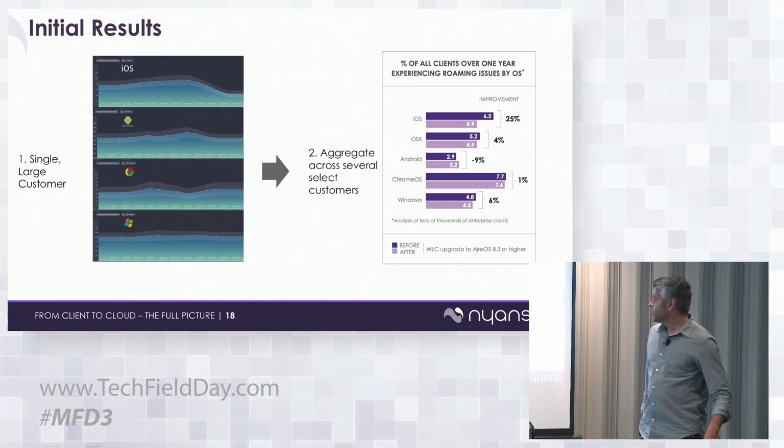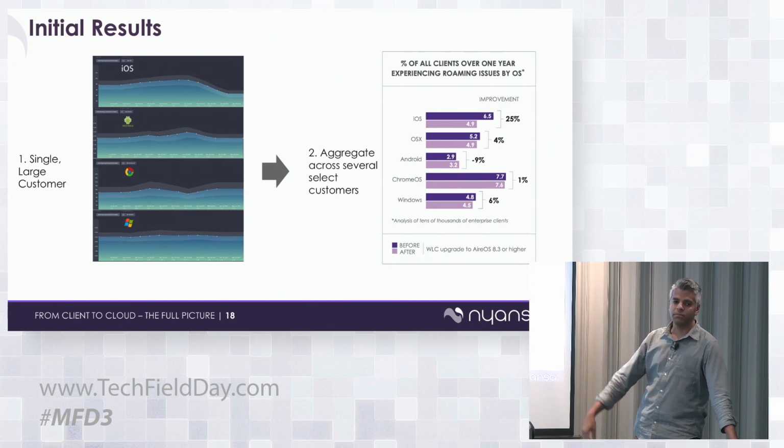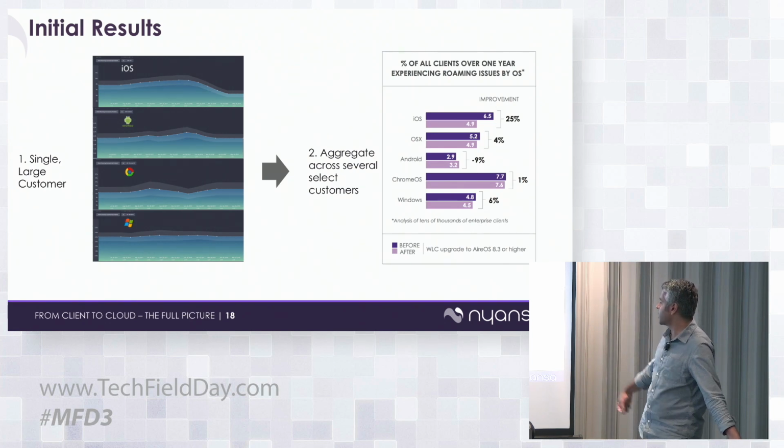So what we found looking across a bunch of different customers, at one really big one, we saw iOS get significantly better. And the other operating systems literally just stayed the same in terms of their baselines for roaming, which told us that it actually did have an impact. In general, aggregating across multiple customers, we saw that iOS roaming performance increased by 25%. OS X, Android, Chrome, and Windows had smaller changes, what we would consider potentially negligible.